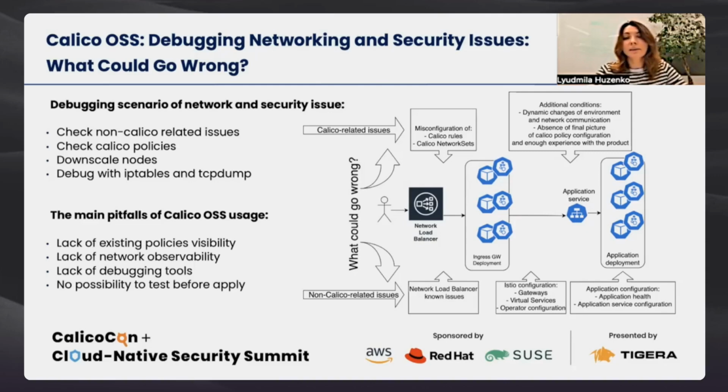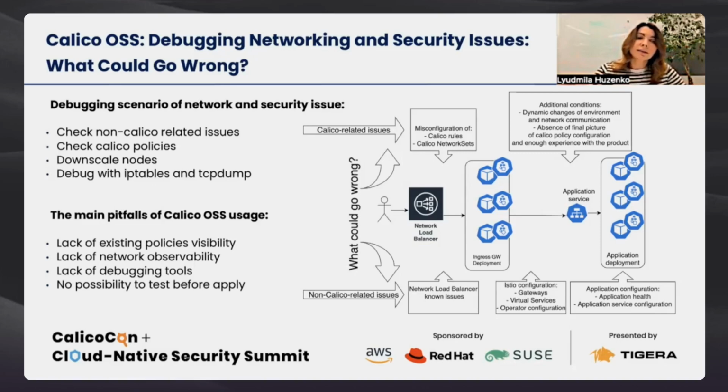So what were the main pitfalls of Calico open source usage? First of all, it was a lack of visibility into existing policies, which means, on one hand, that we couldn't see the actual state of the policies on the environment. Some of them were in code, but you don't know if the same ones were on the environment. And second, we have a rather complex network security scheme, and it's really hard to keep it in mind and understand how a certain policy will affect your traffic.